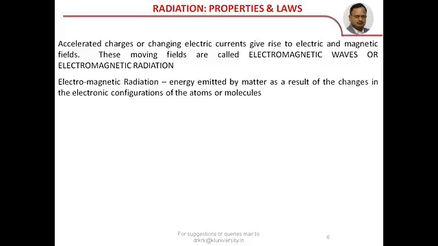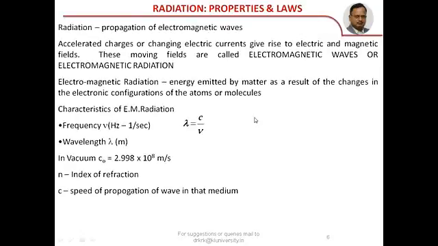So when there is a change in the electronic configuration of atoms or molecules, when the electrons move from one level to another, due to the difference in energy of each level, they release or absorb the balance energy. That kind of energy emitted by matter as a result of changes in the electronic configuration of atoms or molecules is known as electromagnetic radiation.